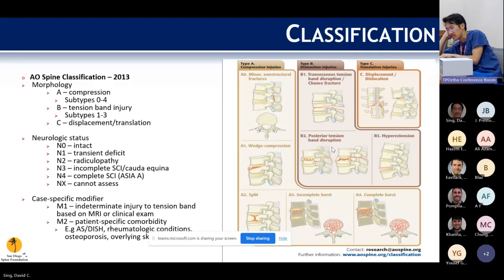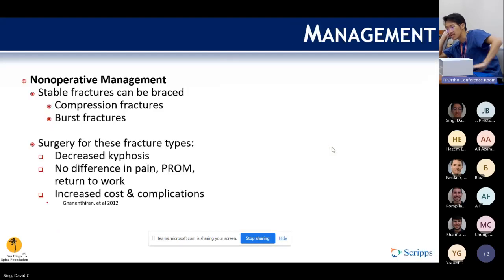The modification more recently of the AO Spine classification tries to group them again, similar to the old one, but C always being operative, A being minor, non-structural, with incomplete bursts, trying to understand the stability. And then there's distraction, hyperextension, three-column injuries, and often operative as well. Other things to consider: if the patient has DISH or rheumatologic conditions or poor bone quality, that may make your surgical planning a little bit different to take into consideration as well.